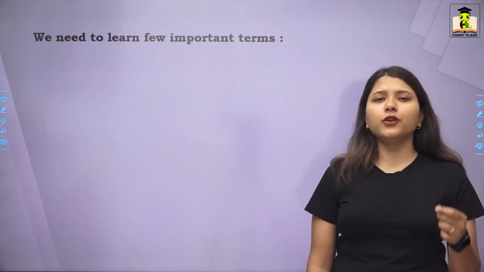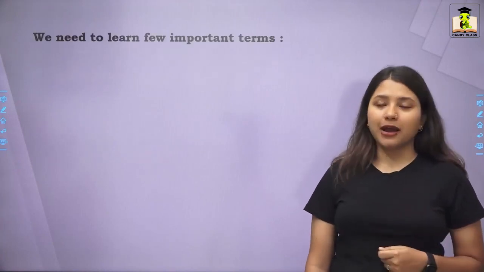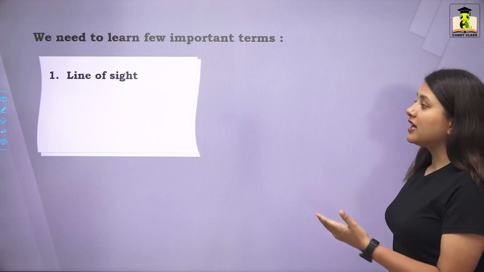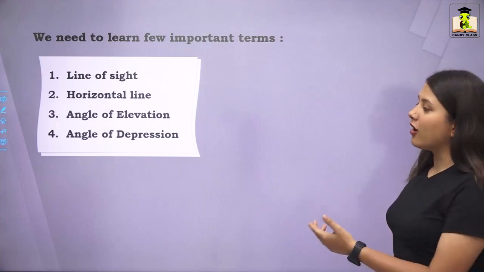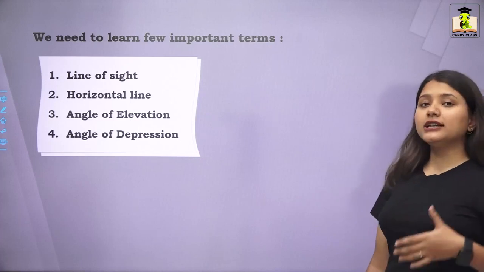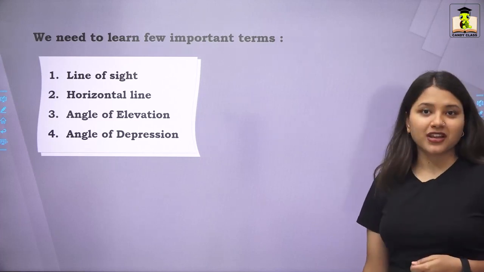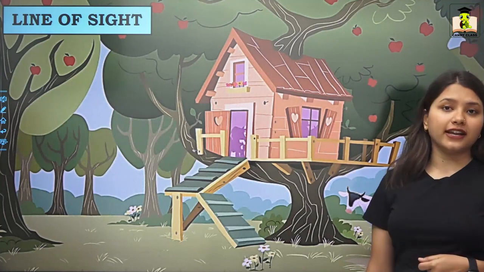Before applying trigonometry, we need to learn a few important terms related to this chapter, like line of sight, horizontal line, angle of elevation and the angle of depression. We need to learn and understand these terms. So first we talk about the line of sight.